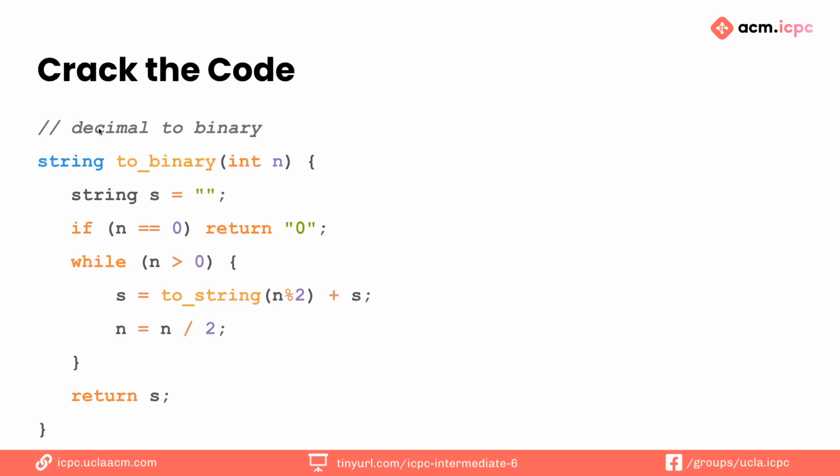And here's the code to convert the number from decimal to binary. When n is 0, of course, the binary is just 0. And when n is greater than 0, then we attach the modulo of 2 to the front of the current string we have. And then we divide n by 2. And eventually we have s, which is the binary form in string of the number we have. Does anyone have any questions about this code? Okay.